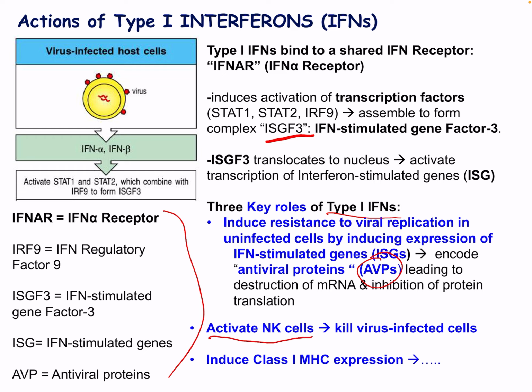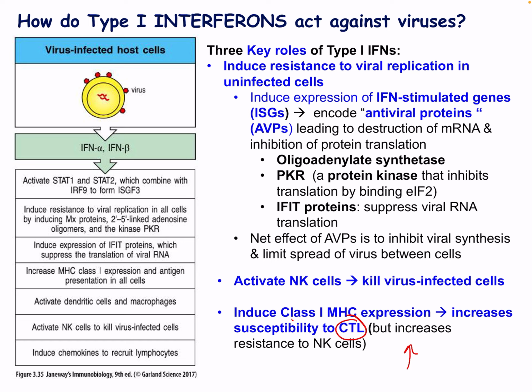So we can see here, it can induce class 1 MHC expression and increases susceptibility to cytotoxic T lymphocytes. As we discussed in the first lectures, if we have increased class 1 MHC that is presenting virus, CD8 T cells bind to MHC1. So it kind of works together. By inducing this, the interferons can increase this and then help the adaptive immune system identify these targets.